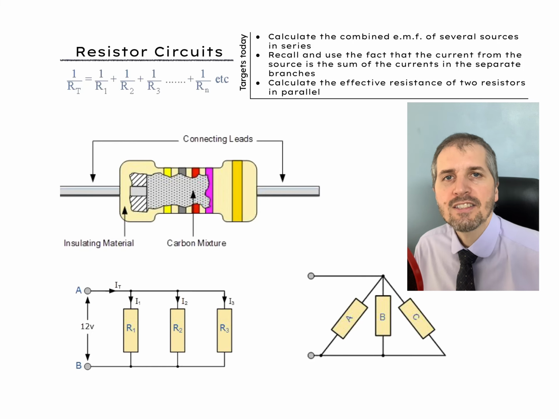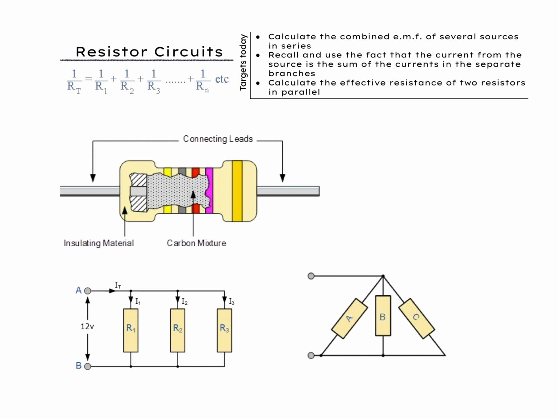The lesson on combined circuits continues with a look at what happens when you have many resistors in one circuit. The resistor itself, as you can see here, is simply a device that is made from a carbon mixture or other material so that it has a well-controlled resistance in a small package. We don't want a metal wire because the resistance of a metal wire changes with temperature.